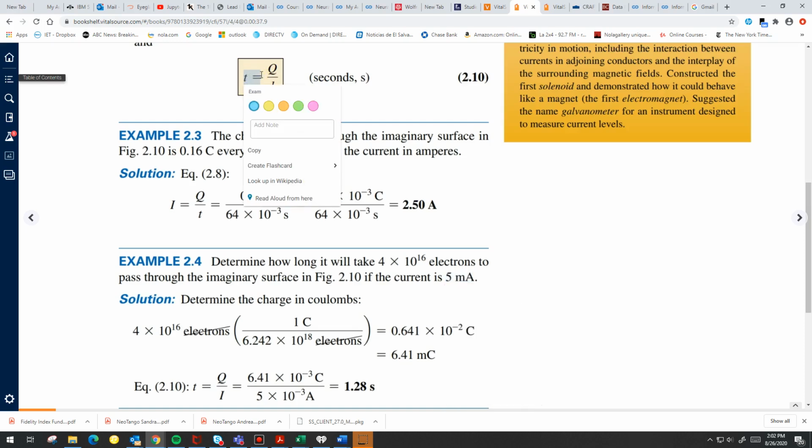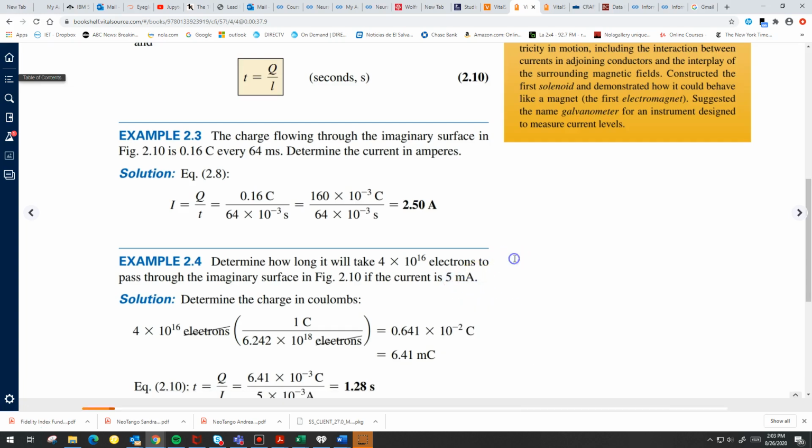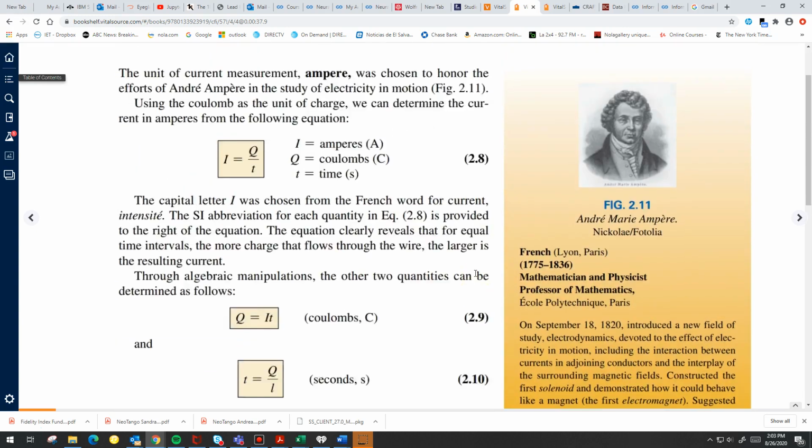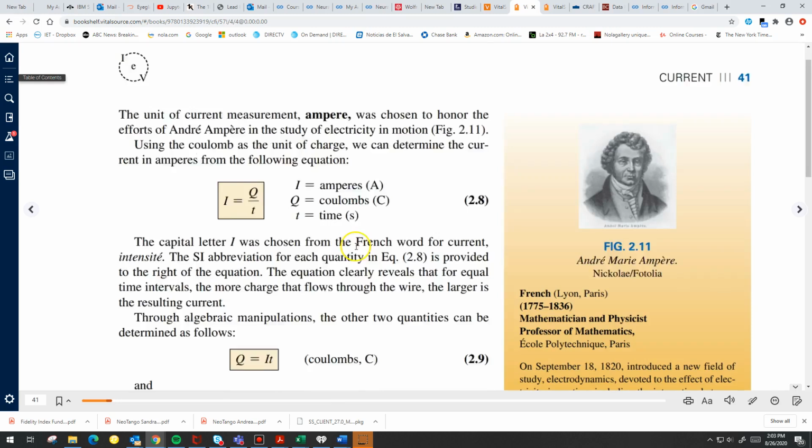Okay. Now remember, since we have to be consistent in how we use the units, because this current is given in terms of amps or milliamps. So in this equation, remember, for me to obtain amps, the units of charge have to be in coulombs, and the units of time have to be in seconds.